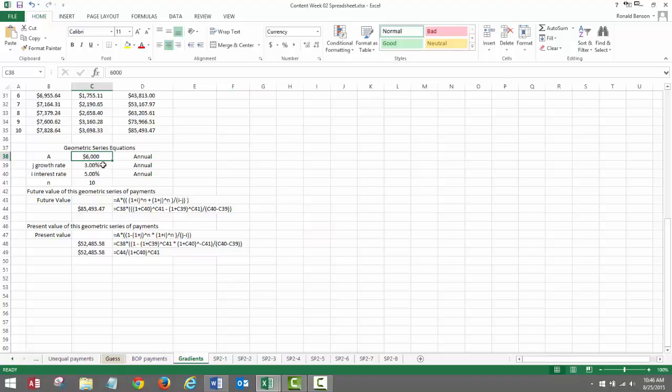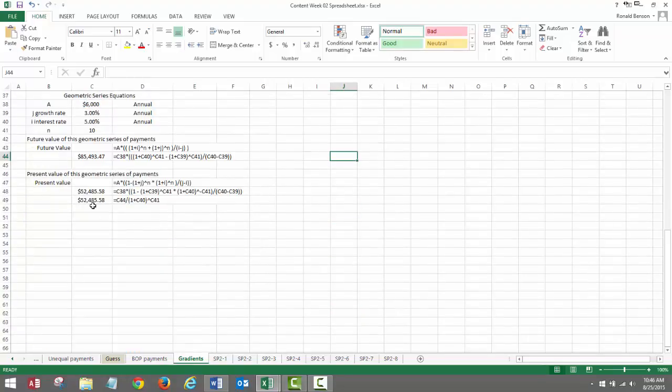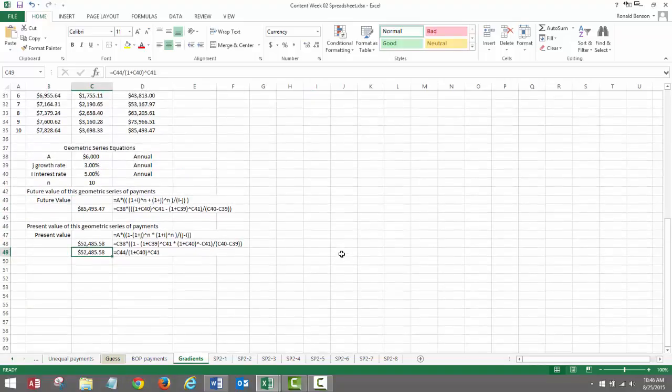Same values: 6,000, 3% growth rate, interest rate is 5%, 10 years. And this is the equation. You'll see C38 is A. You could fill in the others and it comes out 85,493, which turns out to be the same as this. It will work. If you want the present value of these 10 years, there's another equation for that, and it's 52,485.58. Again, there are ones for arithmetic.